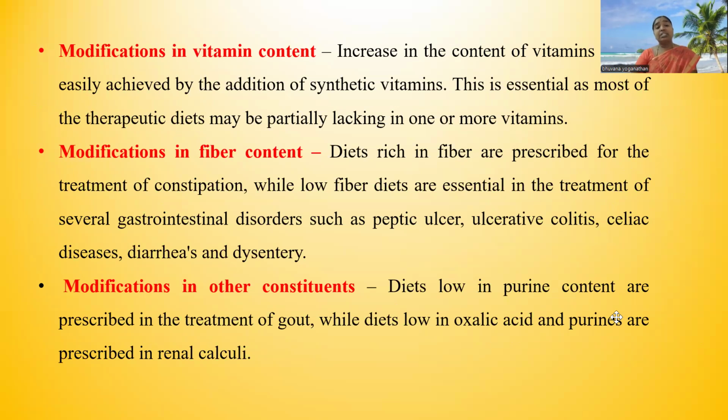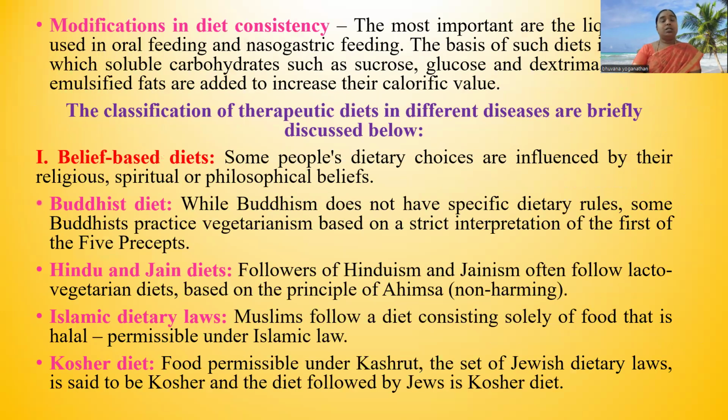which are very much essential in the treatment of several gastrointestinal disorders such as peptic ulcer, ulcerative colitis, celiac disease, dysentery, diarrhea conditions, etc. Modification in other nutrients such as low purine content is prescribed in the treatment of gout, while diets low in oxalic acid and purines are prescribed for the condition of renal calculi. These are the modifications of the nutrients to be considered.